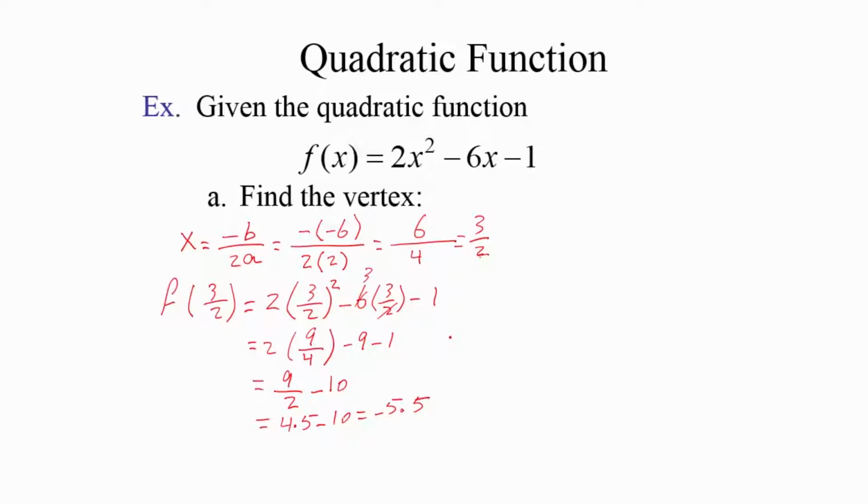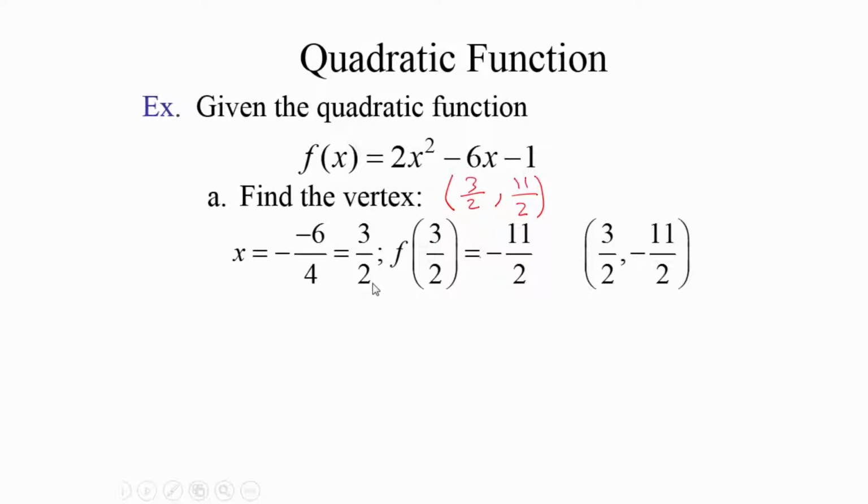So the vertex has coordinates of 3/2 and minus 5.5, or minus 11/2 if you want. Right? So x is equal to 3/2. You plug in x equal to 3/2 in the function, you get minus 11/2. Did I get minus 11/2? Yeah, it should be minus 11/2. I think I made a mistake. So this is the vertex of that function.